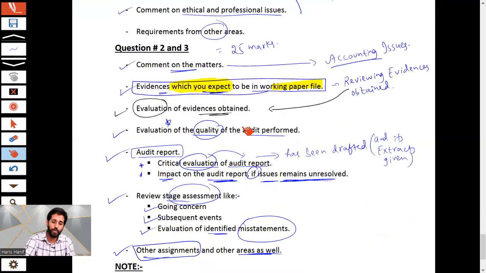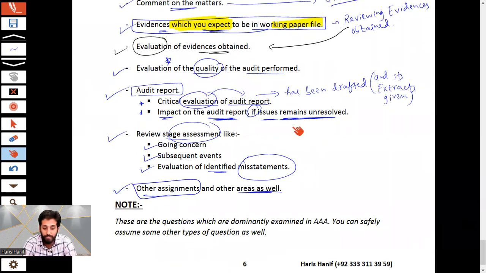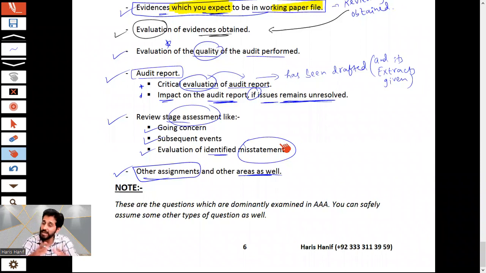In question number 2 and 3, mostly the audit work has been done and you are acting as a manager. For example, if I am the manager, I look at it and say, okay, this is done, okay, this is wrong, go do it again. Just like that, you are acting as an audit manager, right? And then the final review stage of going concern and all that stuff and some other assignments. So these are the frequently examined requirements.